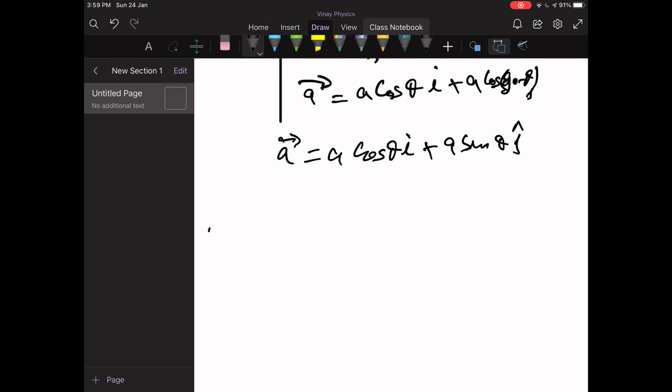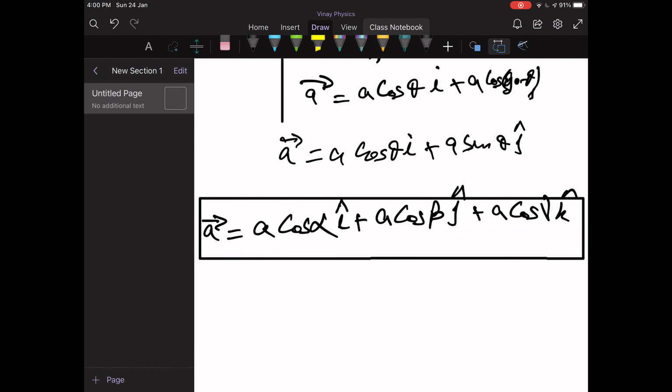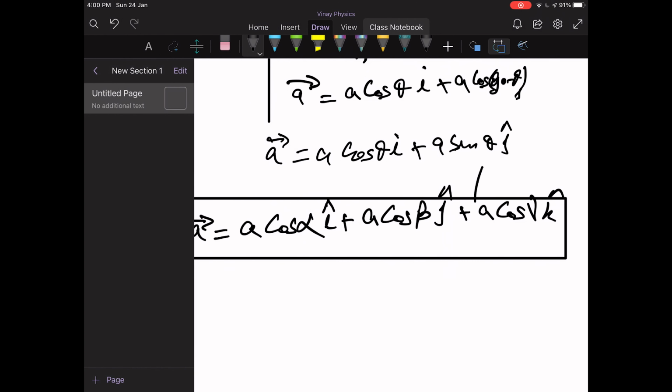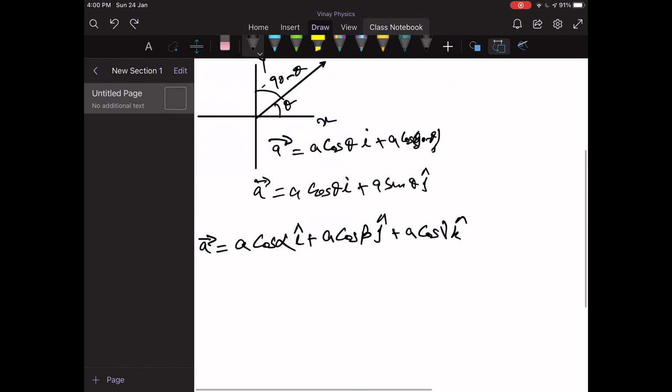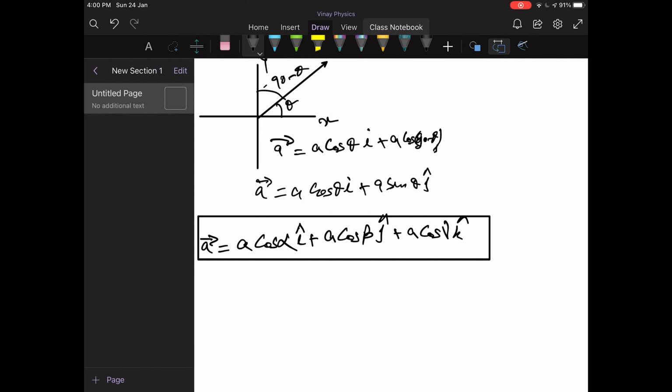So as we can understand, the generic representation is this. Let's rewrite it again. A vector A can be represented as A cos alpha i plus A cos beta j plus A cos gamma k, where alpha, beta and gamma are the angles from axes x, y and z respectively, and A is the magnitude of the vector. This is our generic representation of a vector.